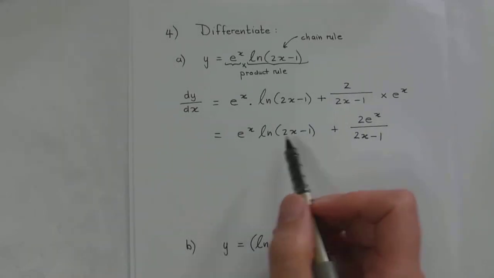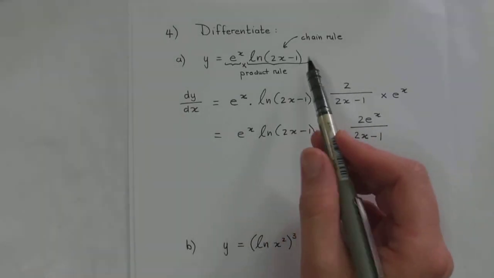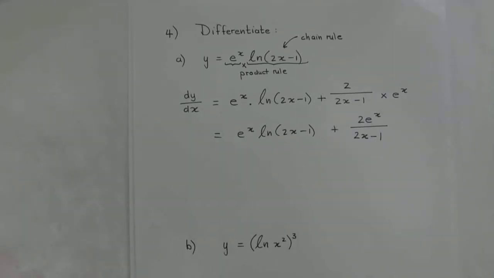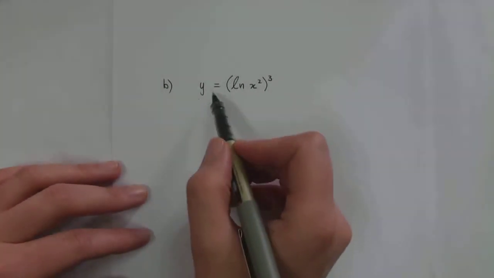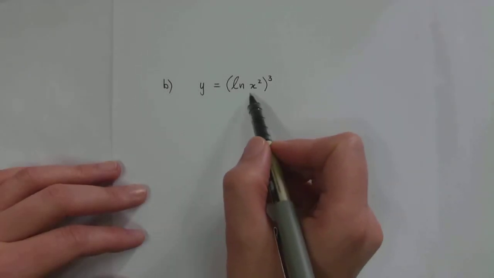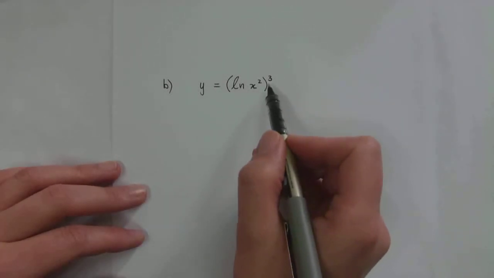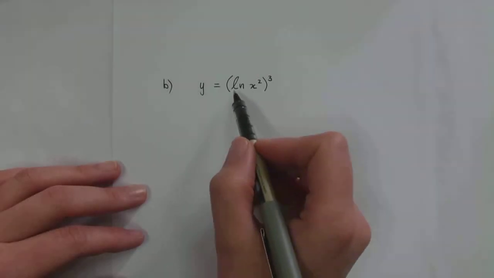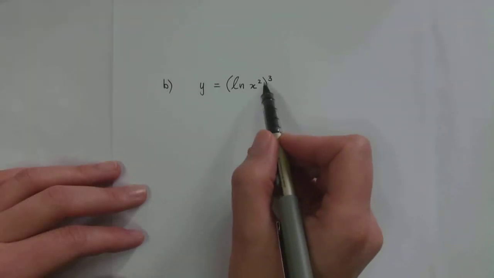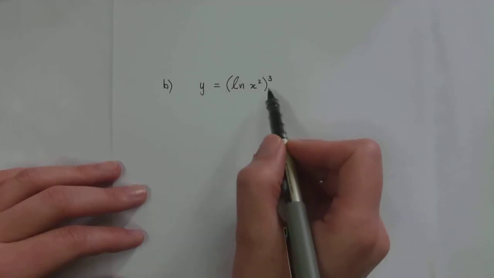Yes. So that's using the product rule, and obviously over there, that's just using that chain rule that I did show in the previous examples. Now the next example, B over here, gives you y is equal to ln of x squared to the power of 3. If you think about it, it's a function, in this case the ln of x squared, inside another function, which is that 3.